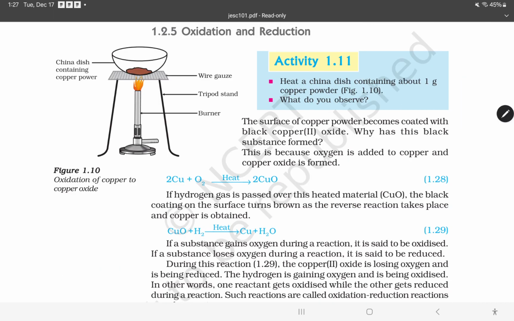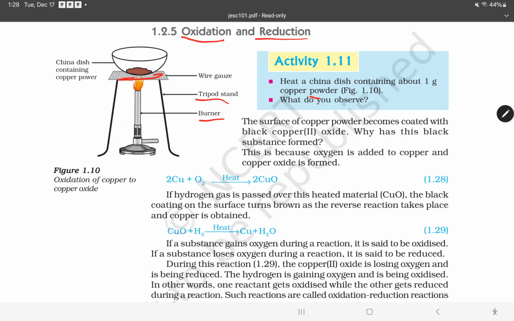Next one, oxidation and reduction. What is this oxidation and reduction process? Very simple. Here one activity is given. Heat a china dish containing about 1 gram of copper powder, and you are heating that copper powder using a burner. We have a tripod stand here, and a burner is there, and we used a wire gauze for the heating purpose. In the china dish we kept copper powder, and we are giving heat energy.